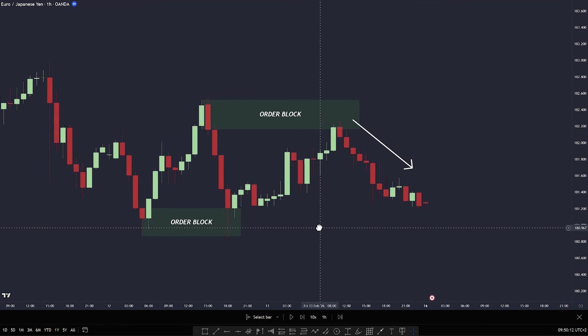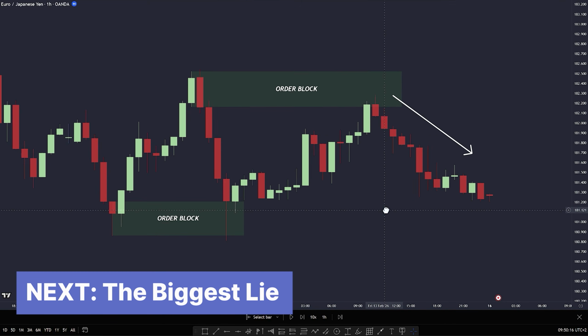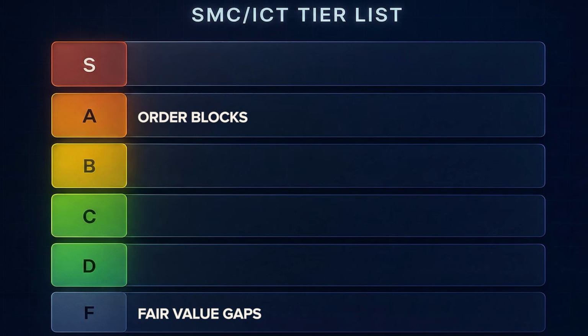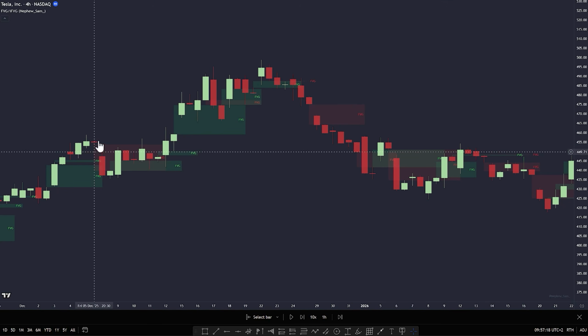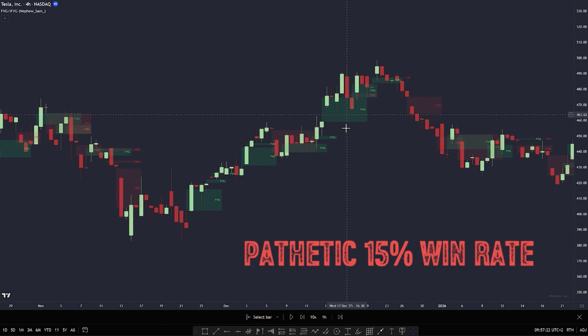But there's one concept millions of traders swear by, and it's the biggest lie in smart money trading. Fair value gaps, F tier. And I'm not even sorry. 500 trades, every textbook setup. Win rate, a pathetic 15%.